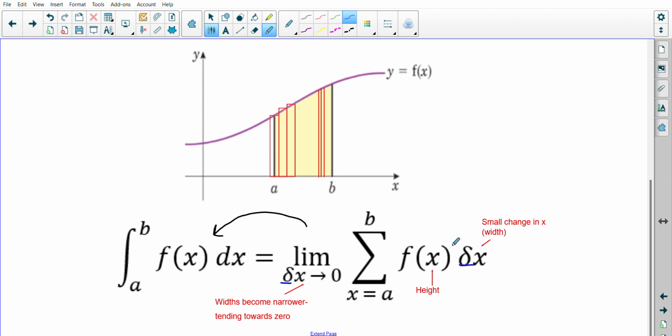And that would be for one rectangle doing the height times the width, but then you'll have to add up all the rectangles between your limits, so between x is a and x is b. So essentially, if you see this in a question, you can write or rewrite it with definite integration and then just do the question as normal.